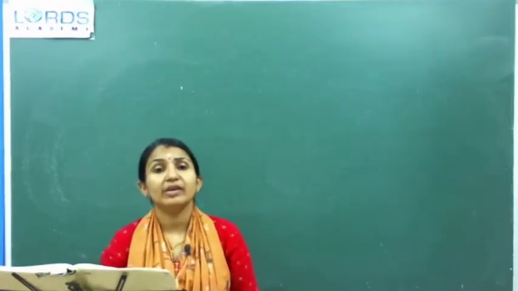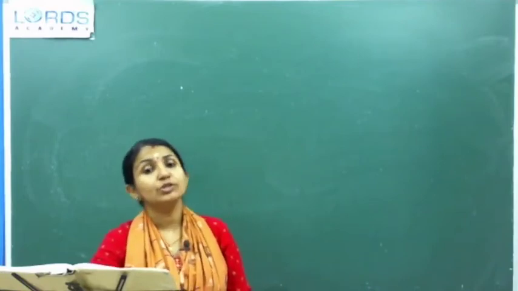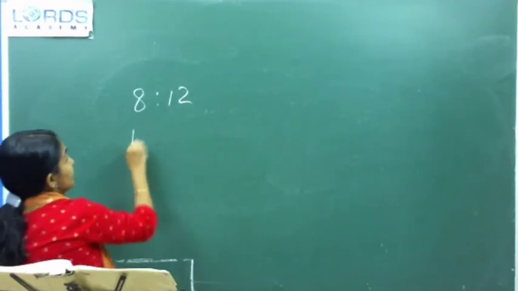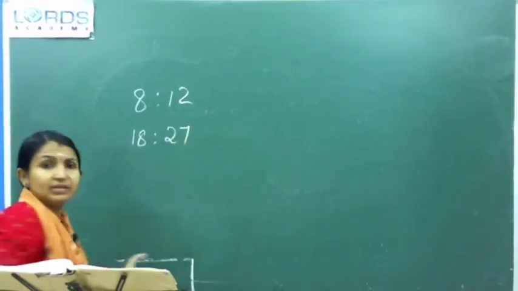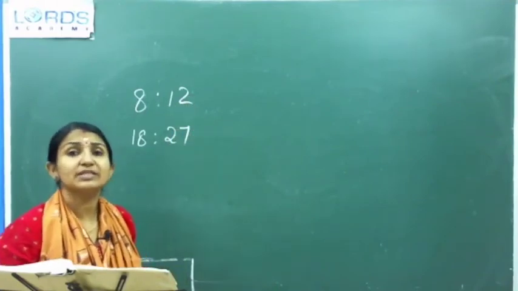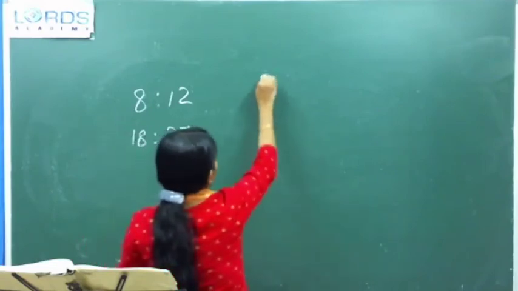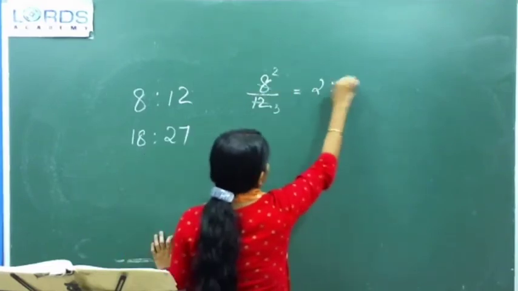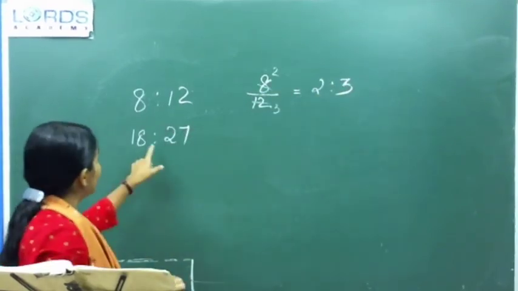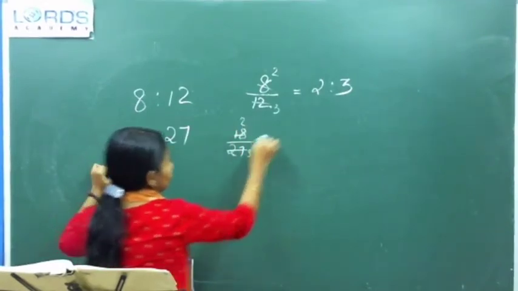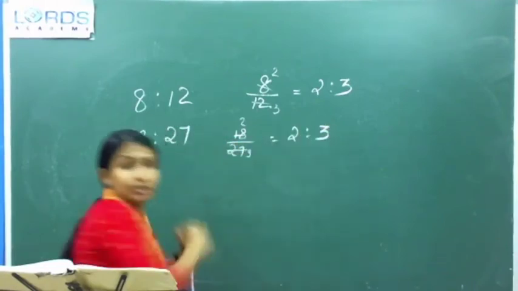Now suppose two ratios are given, and one ratio is 8 by 12, that is 8 is to 12, and the other ratio is 18 is to 27. See, we got two ratios, right? When we make these two ratios into the simplest form, what will we get? 8 by 12 becomes 2 is to 3, right? And what about 18 by 27? Both divide by 9. There also we got 2 is to 3.